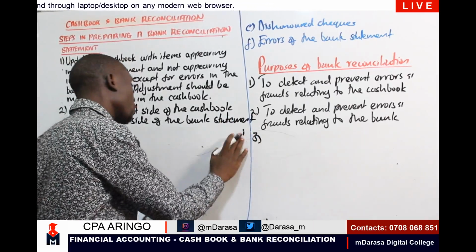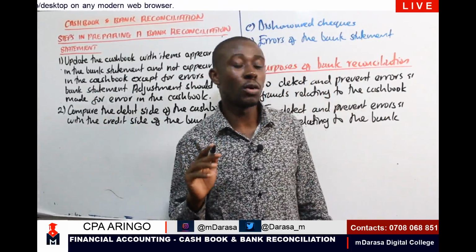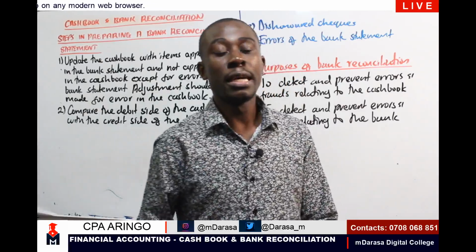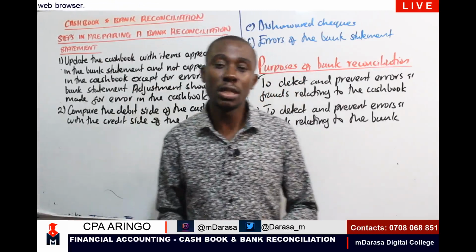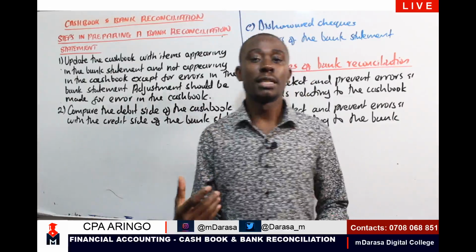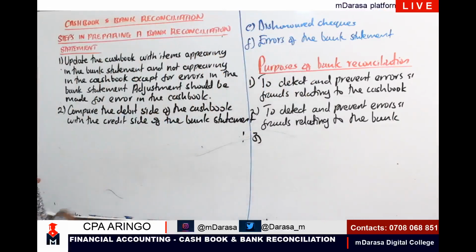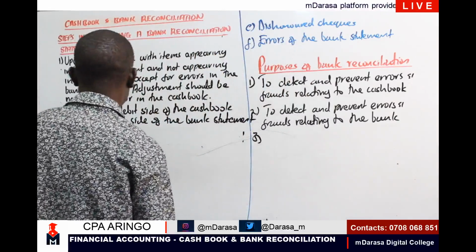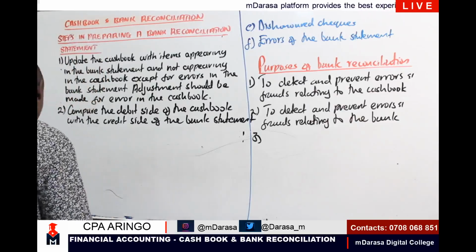And why are we talking of the credit side of the bank statement? I believe I'd mentioned that when we started, whereby at any given point, anytime we are depositing our amount in our account, basically our account is credited. That's why we compare the debit side of the cash book with the credit side of the bank statement.